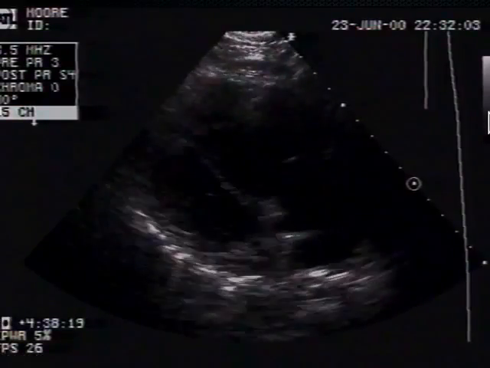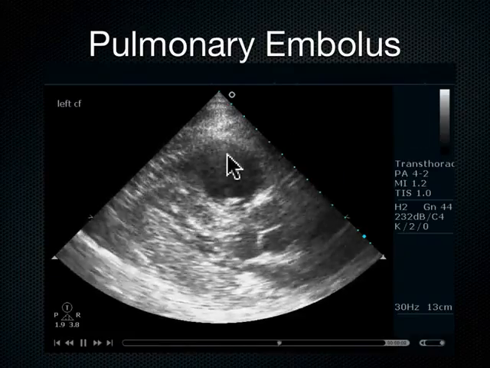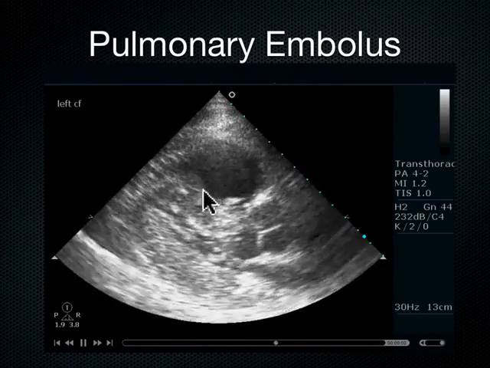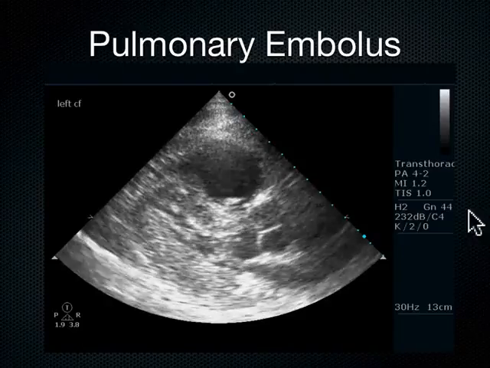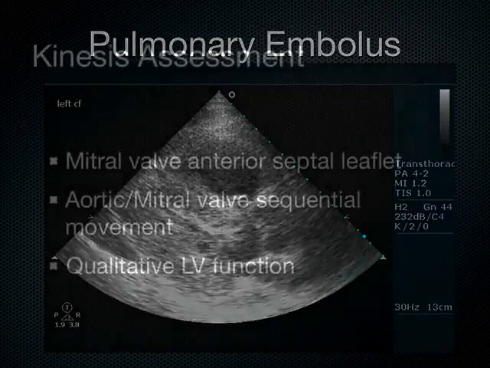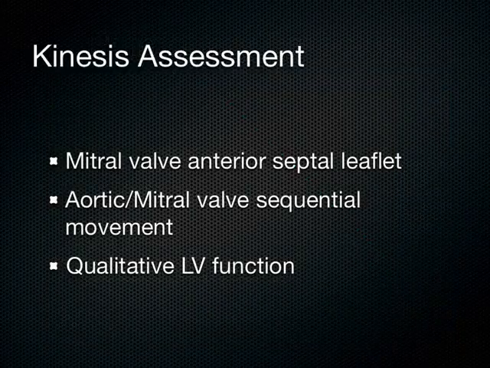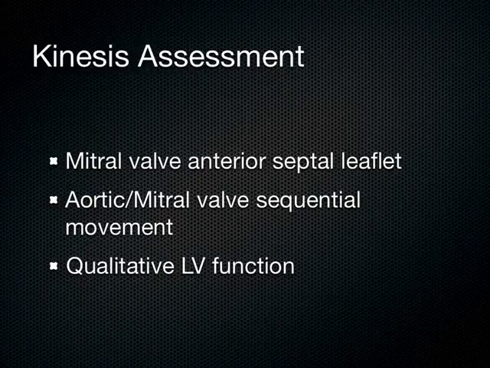Okay? Here's another patient in cardiac arrest who we thought could have a PE, very large RV, very small LV. We pushed thrombolytics. Guess what? Patient still died. We're going to finish this lecture off with kinesis.